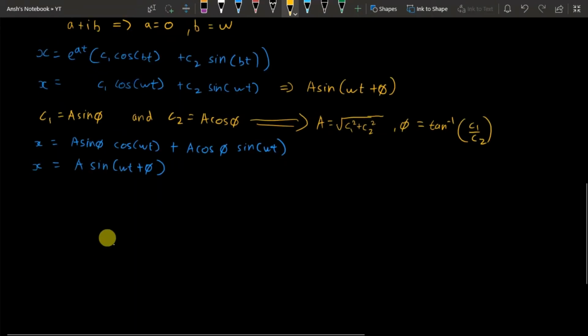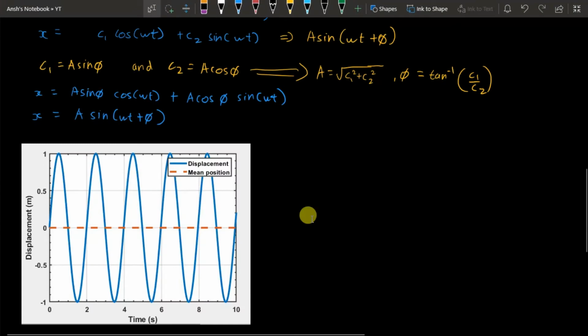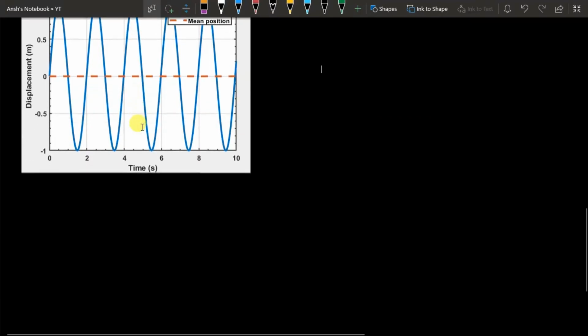The way a simple harmonic oscillator works, I'll show in a graph right here. The trajectory of the simple harmonic oscillator is shown by this blue solid line. As we usually know, the oscillator will go back and forth about its mean position, which is indicated by the dashed orange line. It will keep on doing so forever since there is no damping in the system. This is how a simple harmonic oscillator works, and we now know how to solve the differential equation for a simple harmonic oscillator.